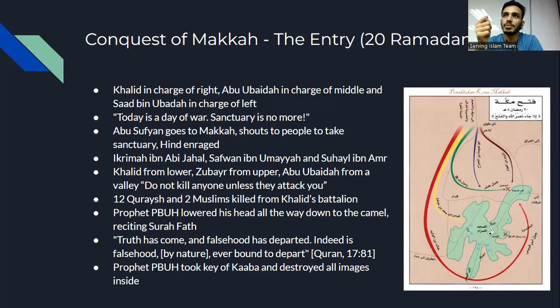The keys of the Kaaba are with the family of whom? Any idea? Uthman bin Talha. So there were three Sahabi who had accepted Islam, we discussed it in the last session, right? Just before the conquest of Makkah. One was Khalid bin Walid, right? And one was Uthman bin Talha, and the third one was Amr bin al-As. So these three Sahabi had accepted Islam.